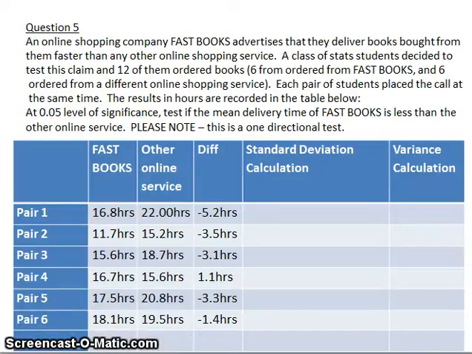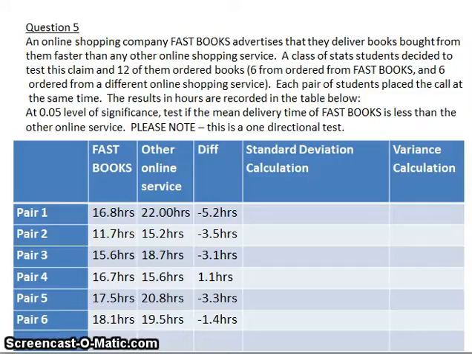This question tells us it's a directional test, and judging from the table that I've already partially constructed, you can already guess that this is going to be a paired T-test. But let's read the rest of the question and discuss why it's going to be a paired T-test.